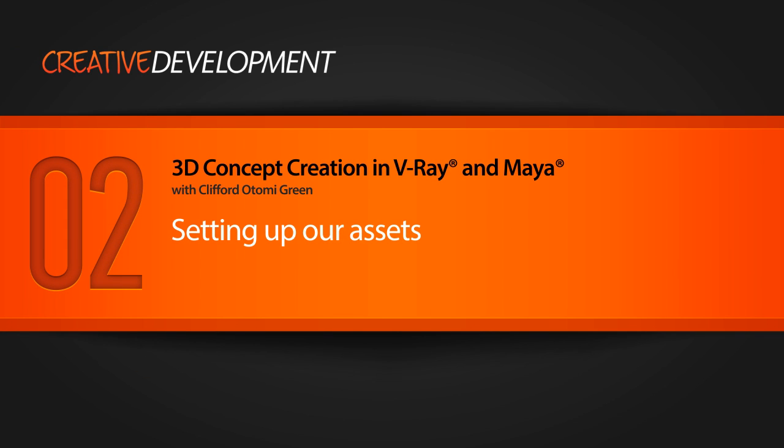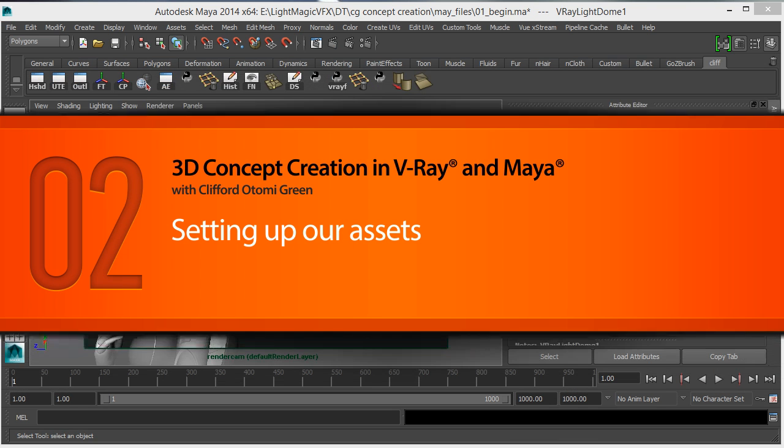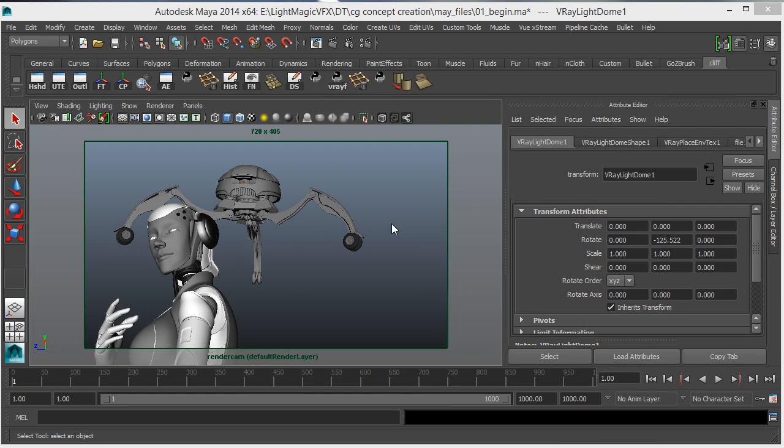Hello and welcome to lesson 1 of 3D project creation in V-Ray and Maya. In this lesson, we're going to be looking at scene project creation and asset preparation. In terms of project creation, one of the things we're going to be looking at is setting up our render settings and also setting up our render elements.